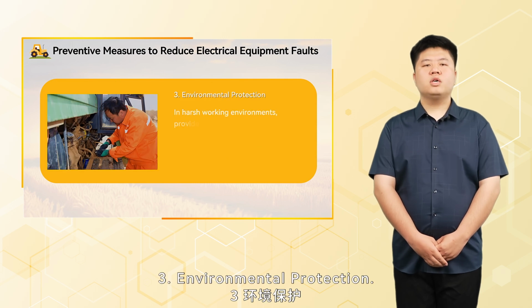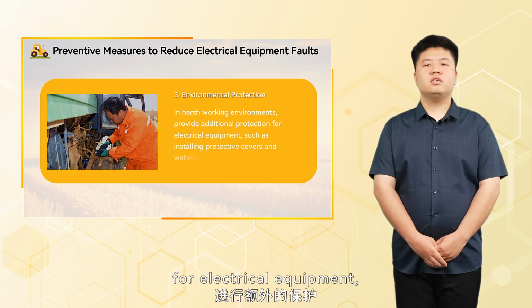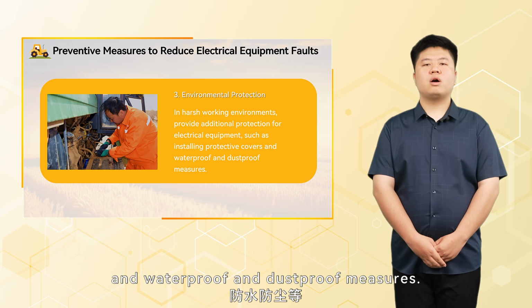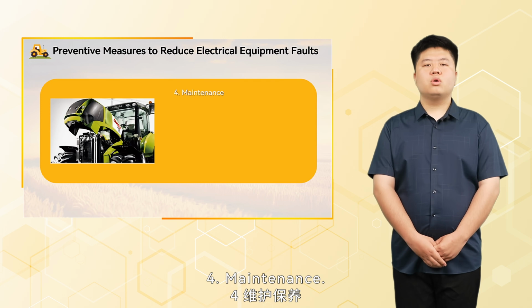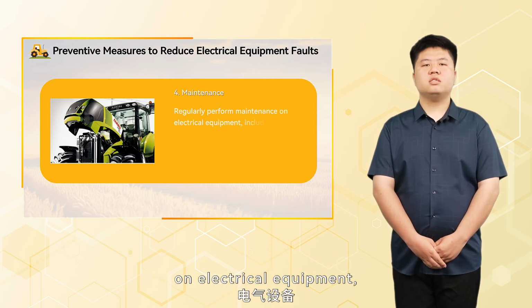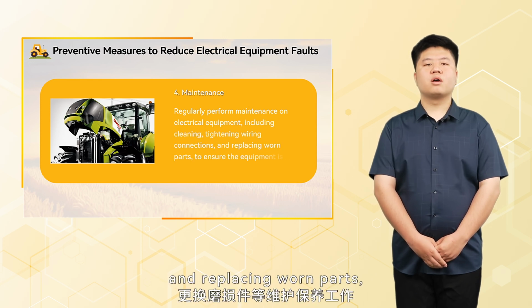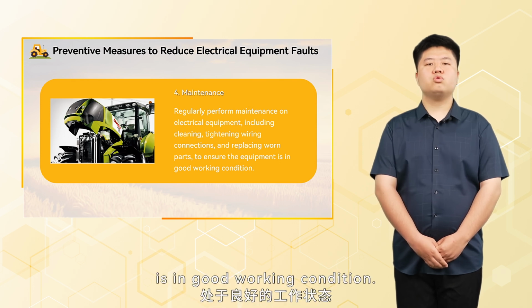3. Environmental protection. In harsh working environments, provide additional protection for electrical equipment, such as installing protective covers and waterproof and dust-proof measures. 4. Maintenance. Regularly perform maintenance on electrical equipment, including cleaning, tightening wiring connections, and replacing worn parts, to ensure the equipment is in good working condition.